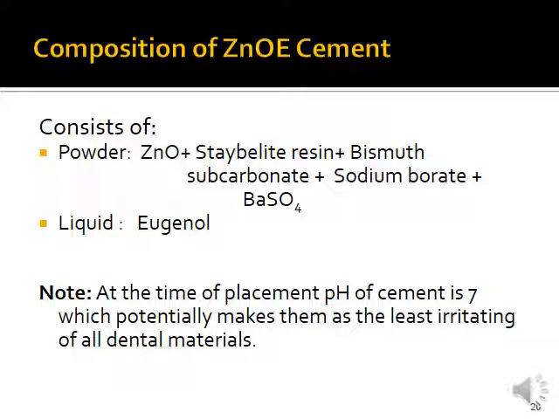Powder contains zinc oxide, stabilized resin, bismuth subcarbonate, sodium borate, and barium sulfate. Liquid contains eugenol. Note: at the time of placement, the pH of the cement is 7, which potentially makes it the least irritating of all dental materials.